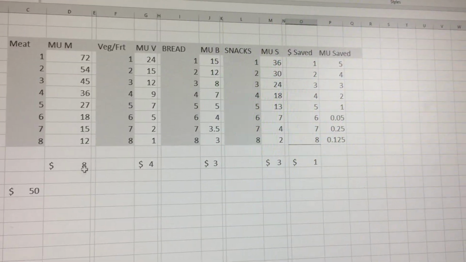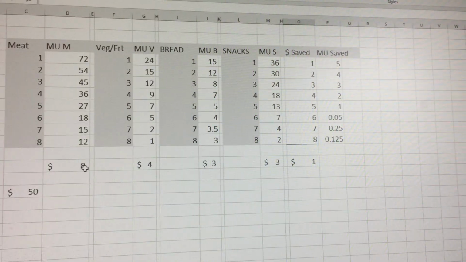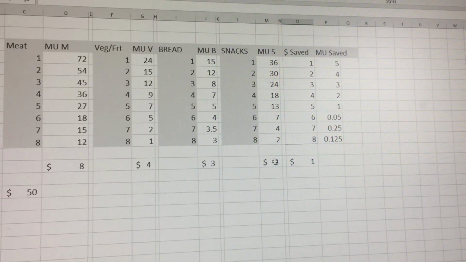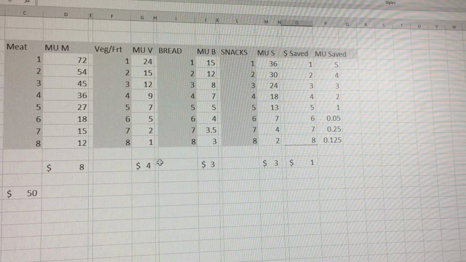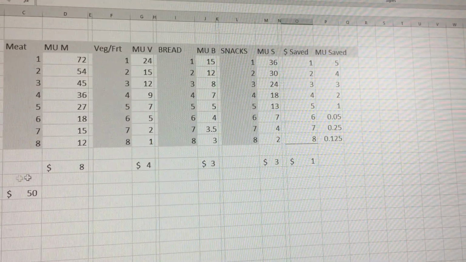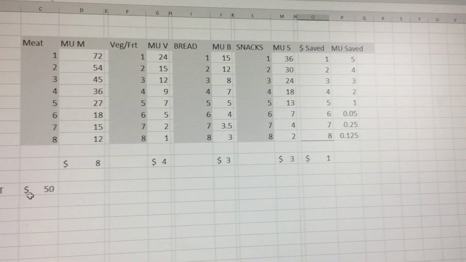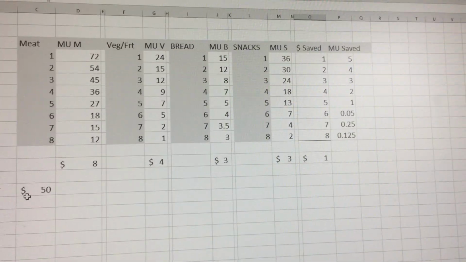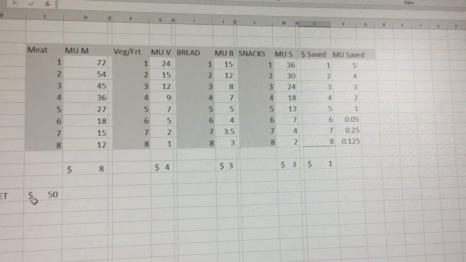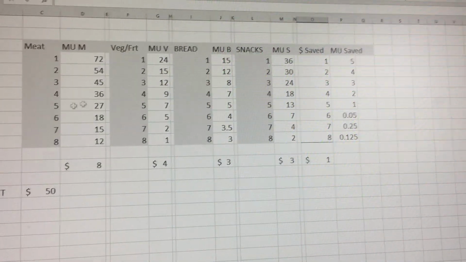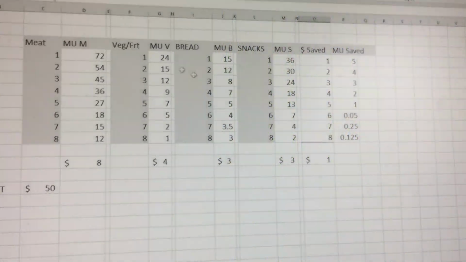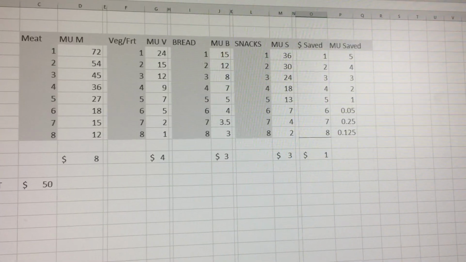So how do we make the choice? We know the price. Meat costs 8, snacks cost 3, bread is 3, vegetables are 4, and we have a budget of $50 that we can spend at the store. How do we do it? Well, we have all the information we need to maximize our utility by buying these things. Let's see how it works.